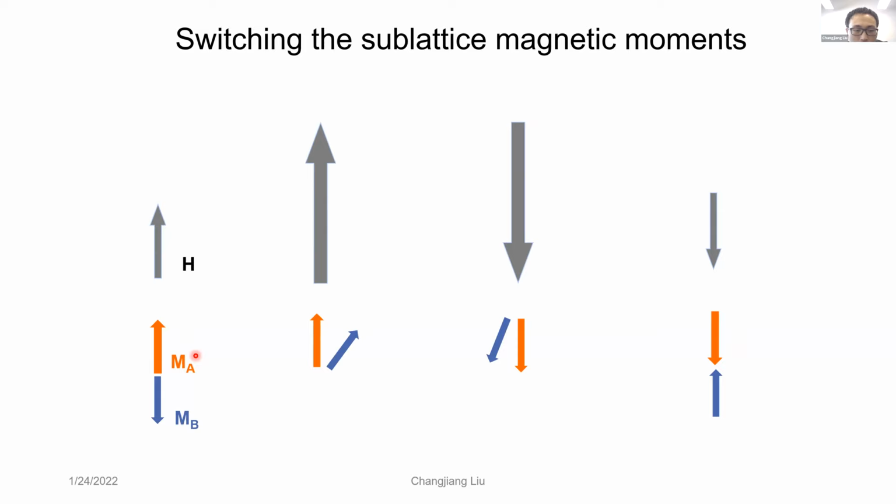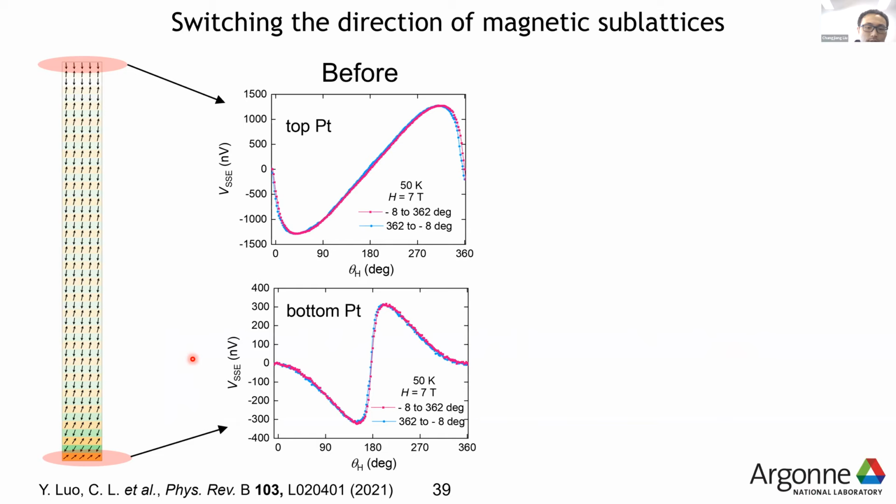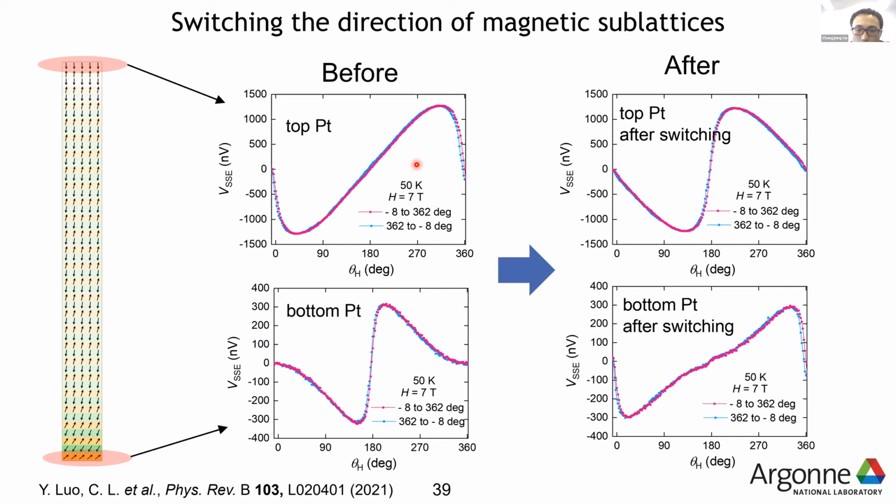After doing this operation, we can still perform the measurement. As you can see, before the operation, we have this polarity for the top and the bottom. But after the reorientation, we see that the polarity is switched. The top one now shows this behavior, while the bottom one becomes this polarity. So this means indeed we are manipulating the two magnetic sublattices, and that we are indeed measuring these two magnetic sublattices individually from the top and bottom surfaces.